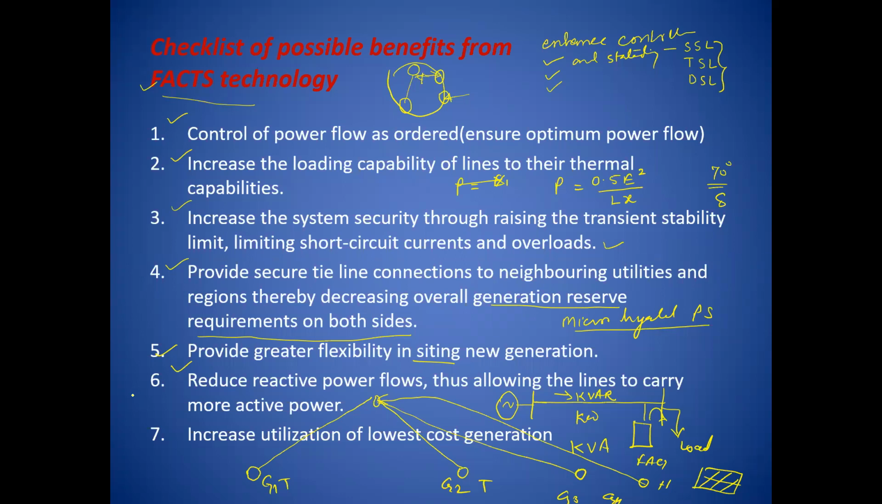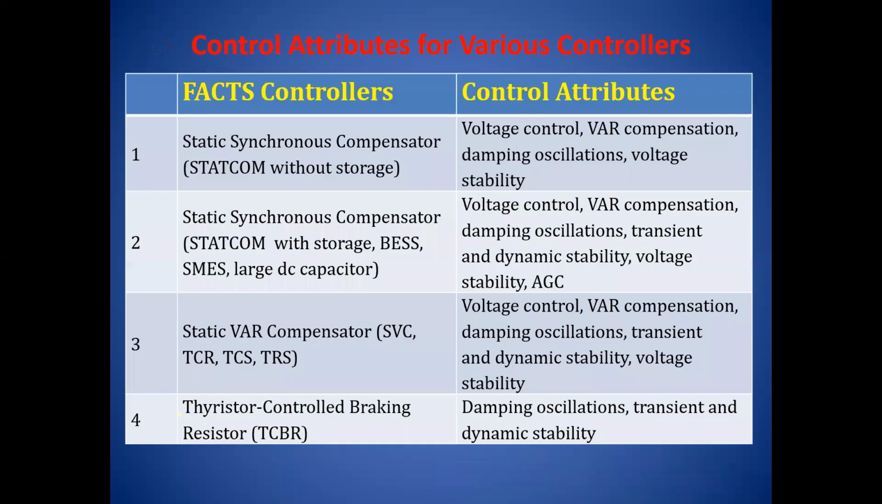So these are some possible benefits from the FACTS technology or different types of FACTS controllers. And this may be obtained either by connecting a shunt compensator or a static series compensator to get these benefits from the FACTS controller. Now, see the control attributes for the various types of controllers. In this column, there are different types of FACTS controllers, and their control attribute means which type of parameter is going to be controlled with the help of a FACTS controller. For example, we'll see a few of them which we have already discussed in brief, but at a glance it is quite simple to understand.